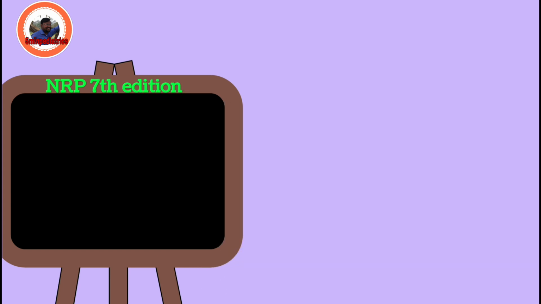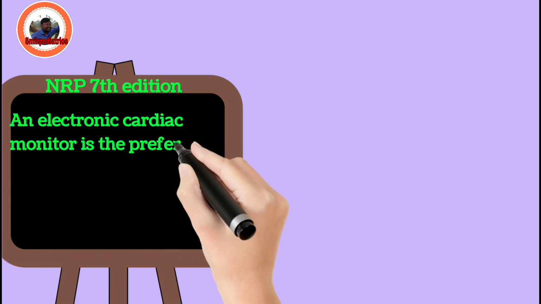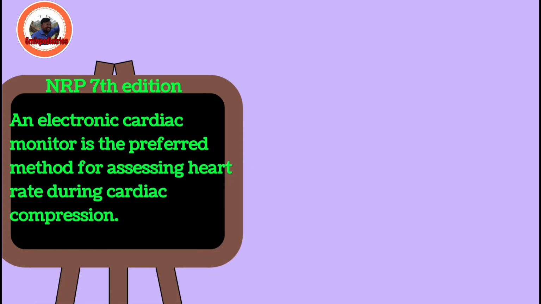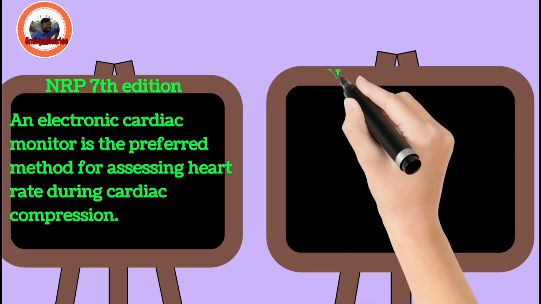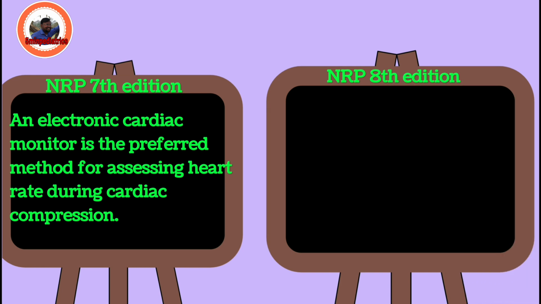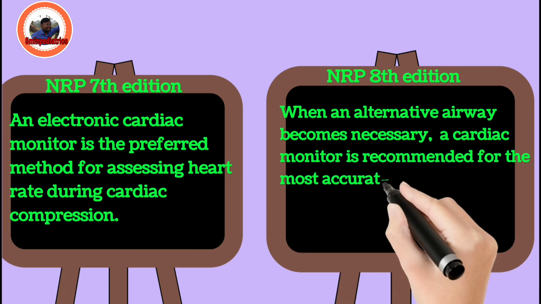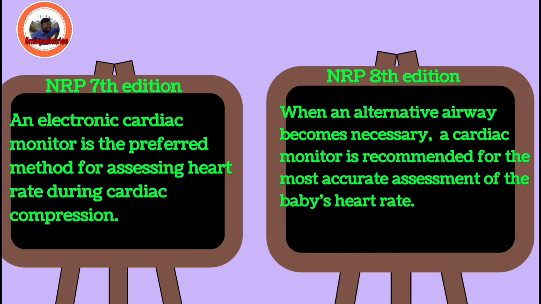Now in NRP 7th edition, an electrocardiac monitor is the preferred method for assessing heart rate during cardiac compression. While in NRP 8th edition, when an alternative airway becomes necessary, a cardiac monitor is recommended for the most accurate assessment of baby's heart rate. So here monitoring is advised earlier.